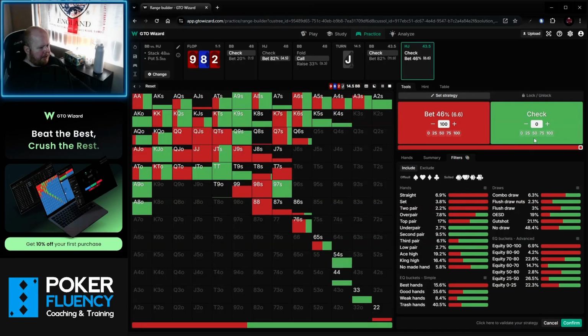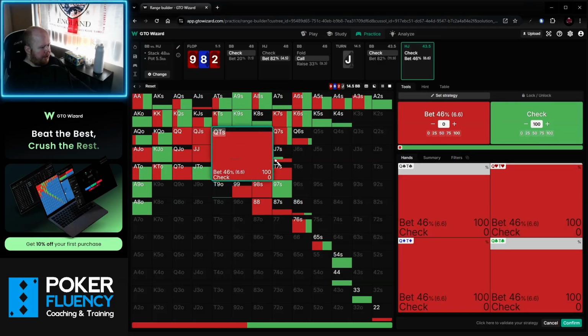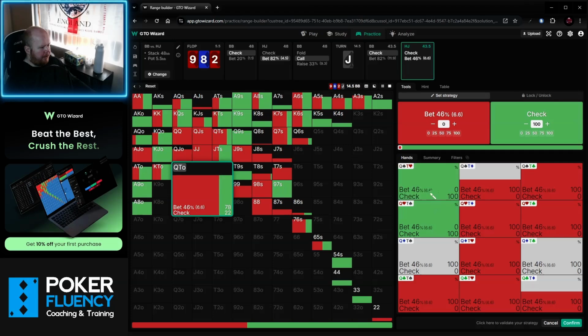Oh, you know what? I am actually going to add a couple of combos of straights that check. We're going to check our queen 10 of hearts. We're going to check queen 10 with the queen of hearts or the 10 of hearts.